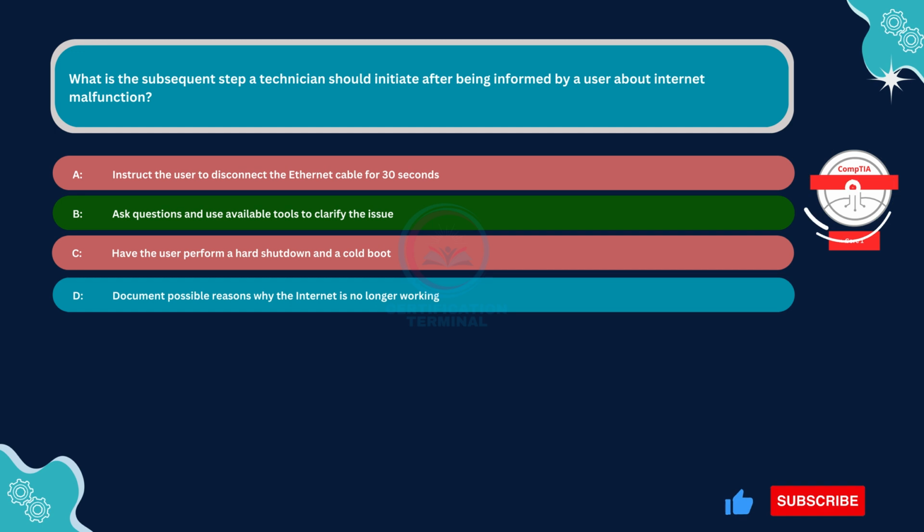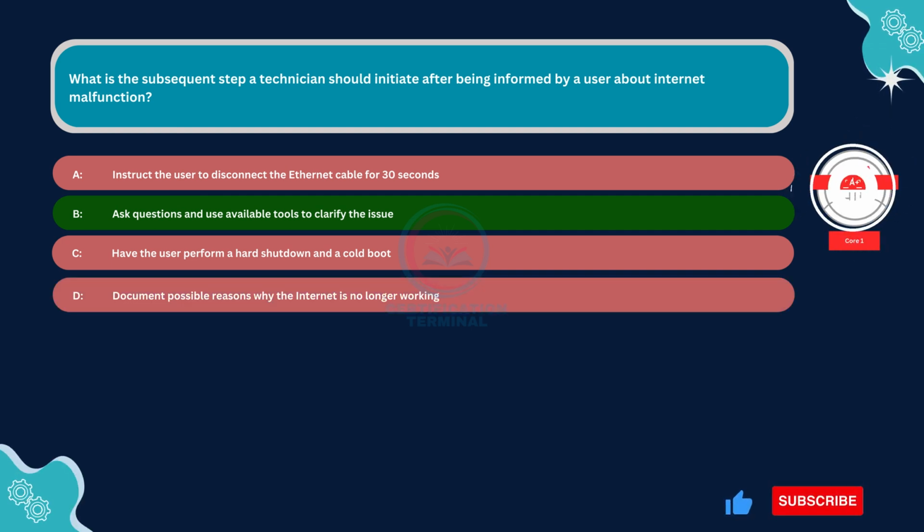Option C is incorrect. Performing a hard shutdown and cold boot can be a troubleshooting step for various issues, but it's not necessarily the next step after being informed about internet malfunction. This step involves restarting the computer entirely, which may not be required or effective for resolving internet connectivity issues.